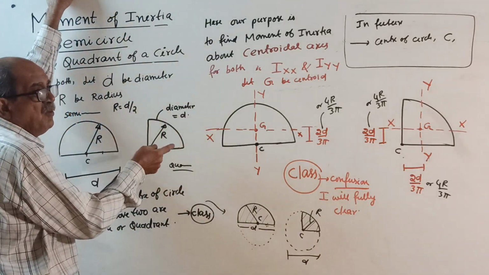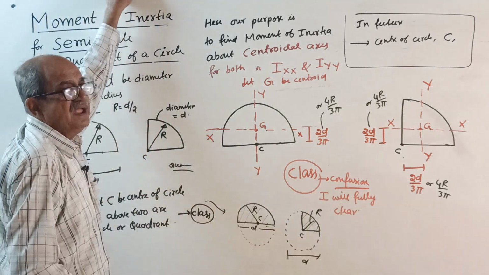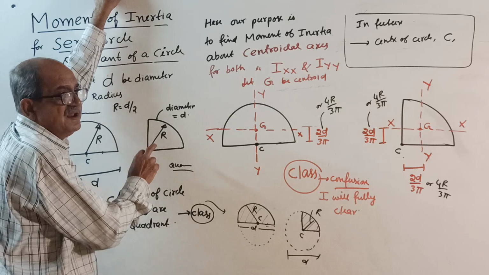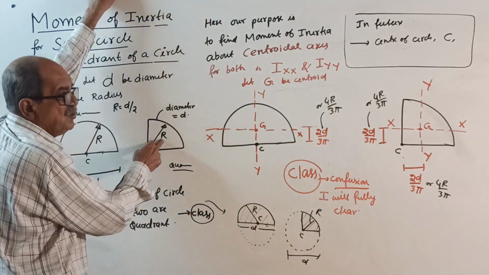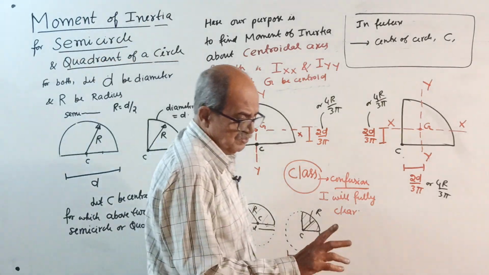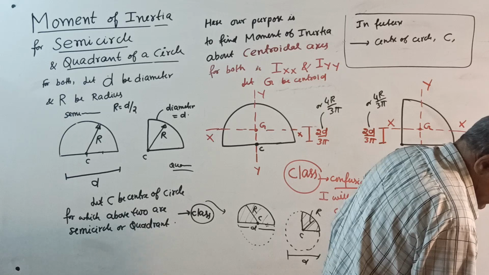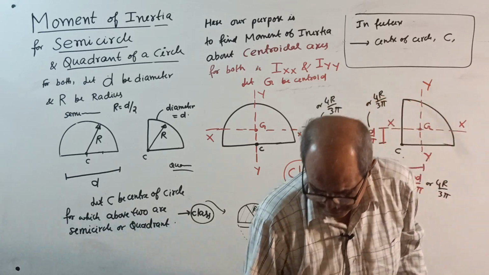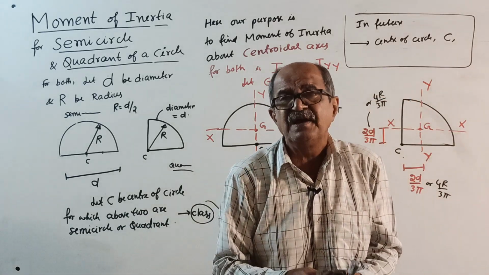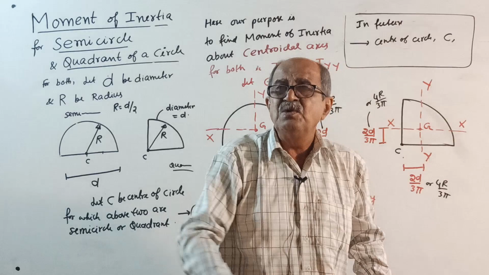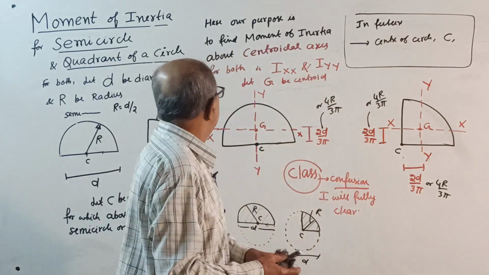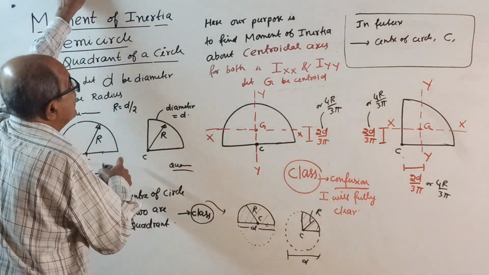When I do a problem, what do I do? I write diameter equal to D, radius R, and radius equal to diameter by 2. In future, I won't waste time every time telling that it is the center of a circle. A circle, if you complete everything all round, you get the circle. Okay, then, these are over now.